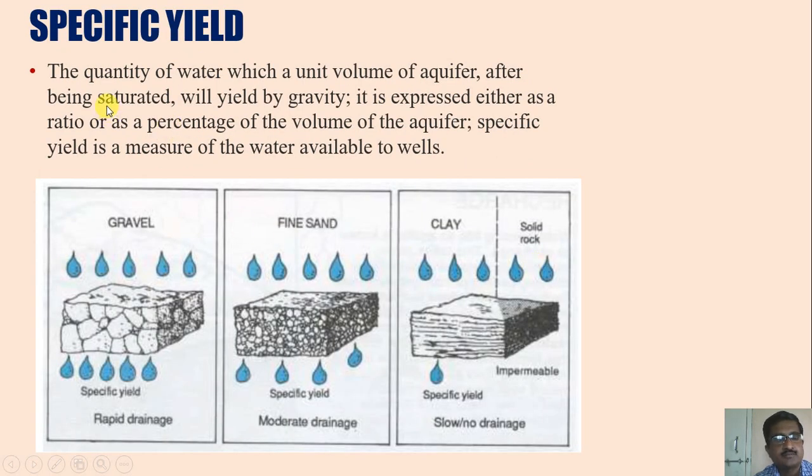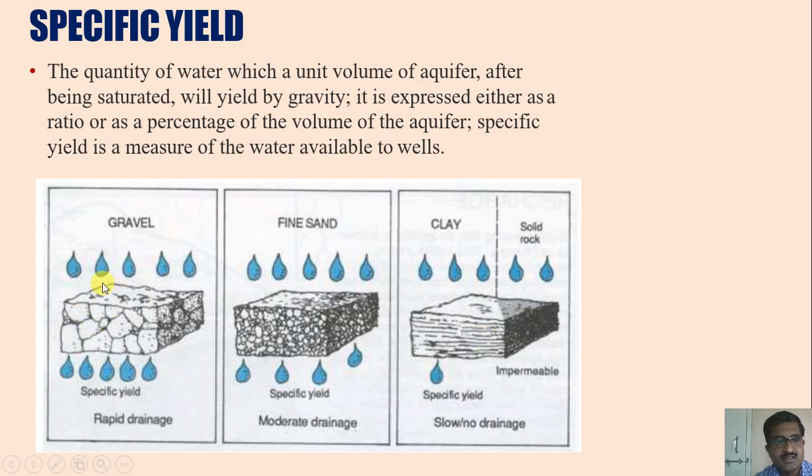Specific yield is the quantity of water which a unit volume of aquifer, after being saturated, will yield by gravity. It is expressed either as a ratio or as a percentage of the volume of the aquifer. Specific yield is a measure of water available to wells. So you can see for different soils the specific yield is different. For gravel, for fine sand, for clay, the specific yield is different, because of the pores which are present between these layers.